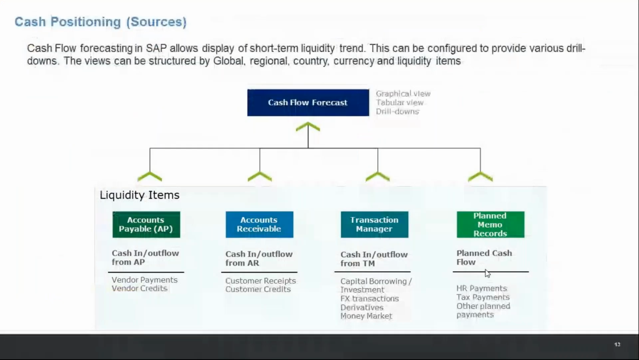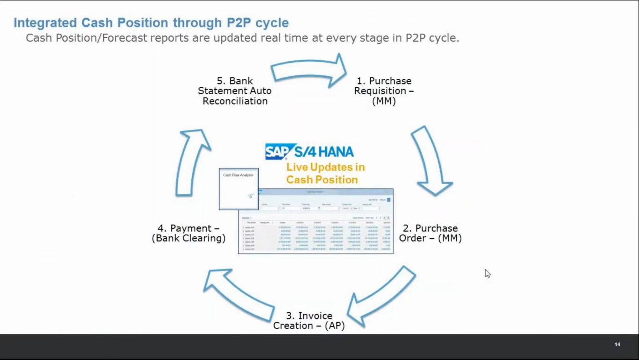Okay, so that's just a short summary of how it's integrated with your purchase order process, or your P2P cycle, purchase to pay cycle. You create a purchase requisition, then purchase order, then invoice. So this is the cash flow analyzer where it gets updated. Whatever I showed in my screens, that's shown here.